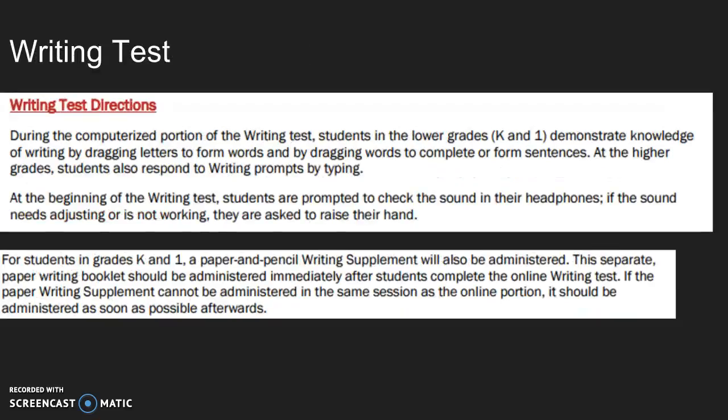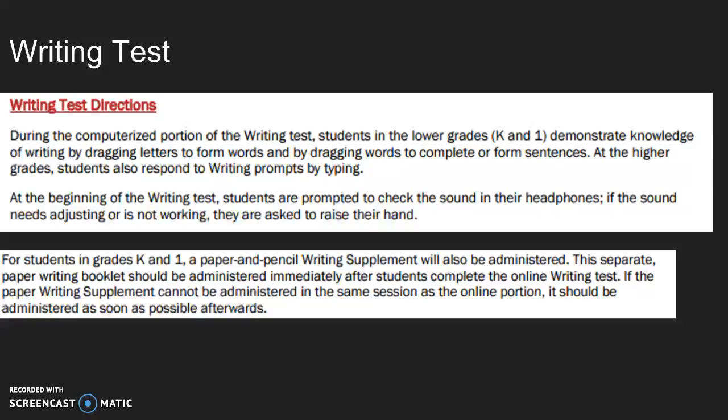And then for the writing test, it's a little bit different K through 12. So for the younger kids, especially K and 1, they will have an actual paper-based part of the test where they will demonstrate knowledge of writing by dragging. On the online part, they'll drag and drop letters to form words, and then they'll drag words to form complete sentences. But they're also going to have a supplemental writing part of the test that's paper and pencil, and this is separate.